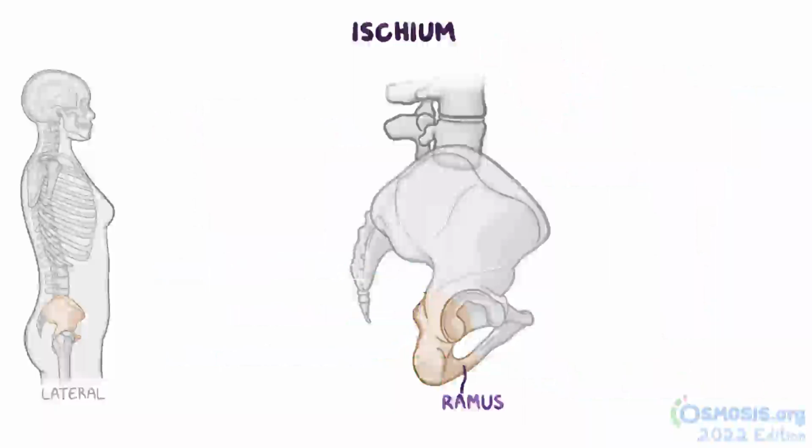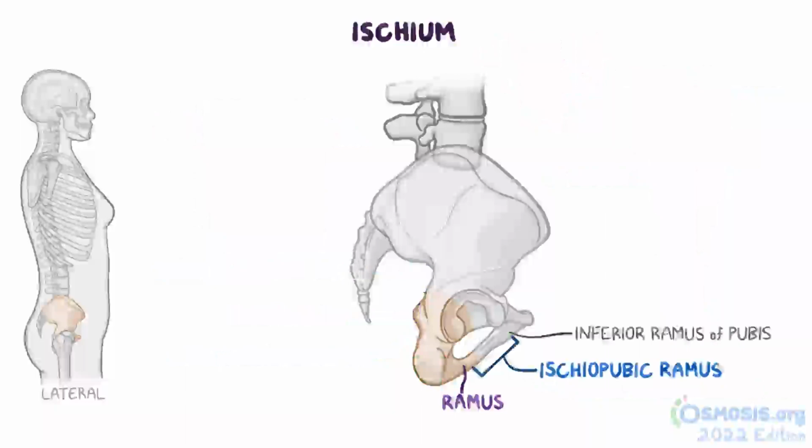Anteriorly, the ramus of the ischium joins the inferior ramus of the pubis to form a bar of bone called the ischiopubic ramus that represents the inferior border of the obturator foramen.